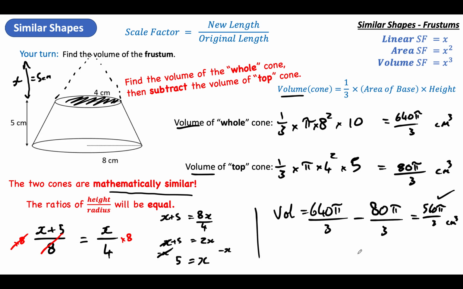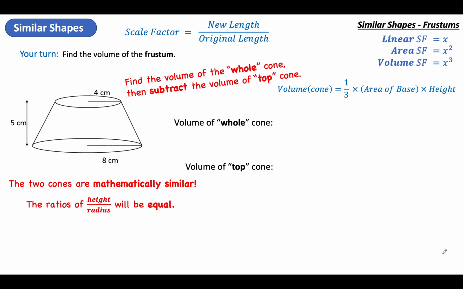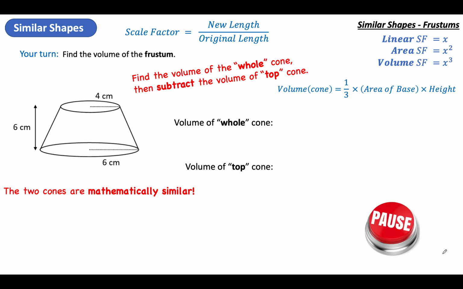Ta-da! But as a decimal, to one decimal place, 586.4 centimeters cubed. Cool. I hope you're getting the idea of that. They take a little while to get your head round. We're going to do a couple more, and then we're done, right? So another one. Unpause when you're done.